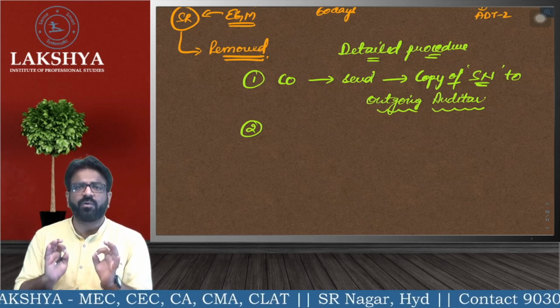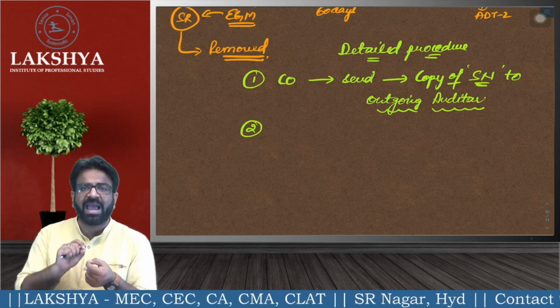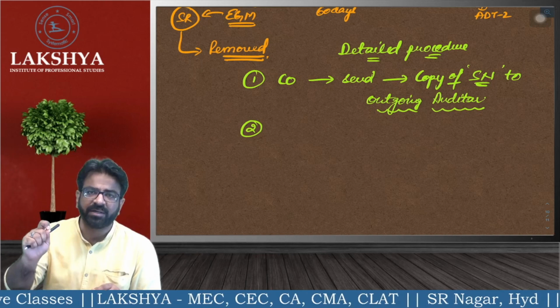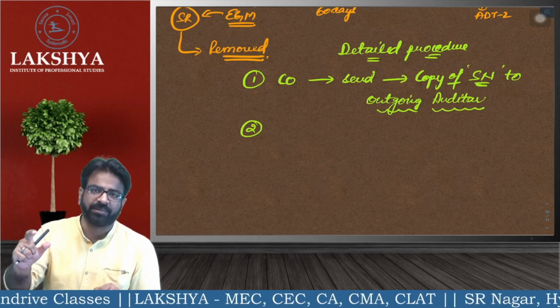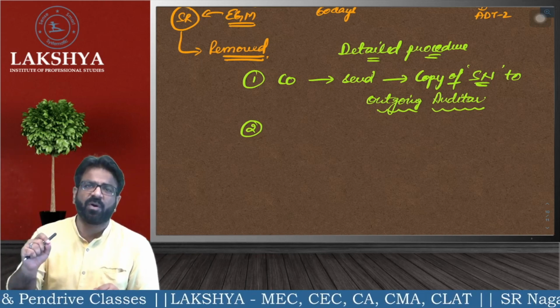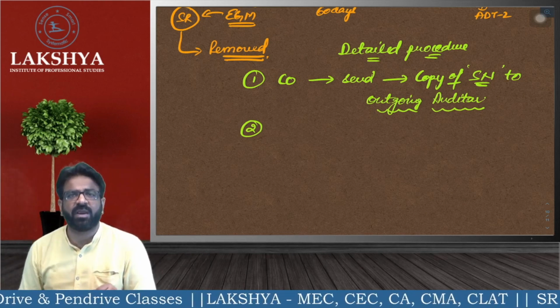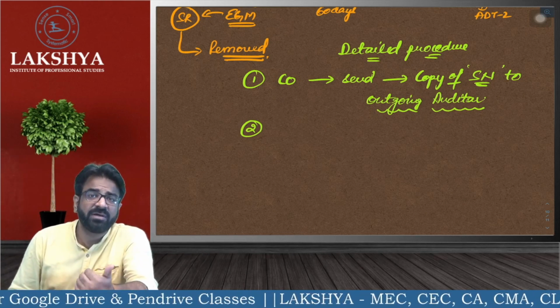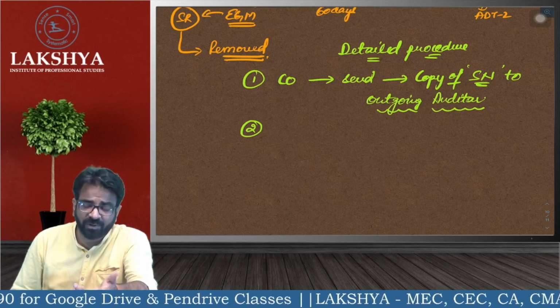Now we are going to remove an auditor. We have to give an opportunity of being heard to the statutory auditor. That is called the principle of natural justice. So what we have to give? We have to give the opportunity of being heard to the outgoing auditor as a principle of natural justice.